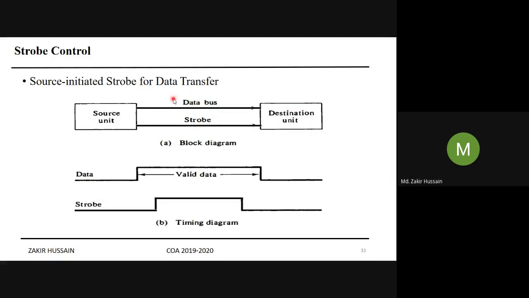That is the concern here, and with the help of this strobe signal, the destination unit is made aware that the source is trying to transmit something. As long as the strobe is high, the data that is on the data bus is valid for the destination. That's how we managed in the strobe control.